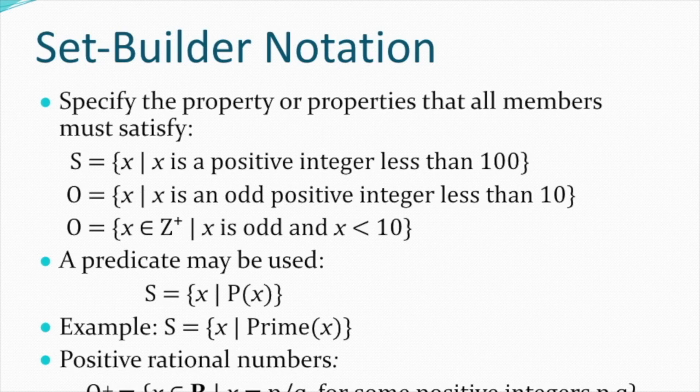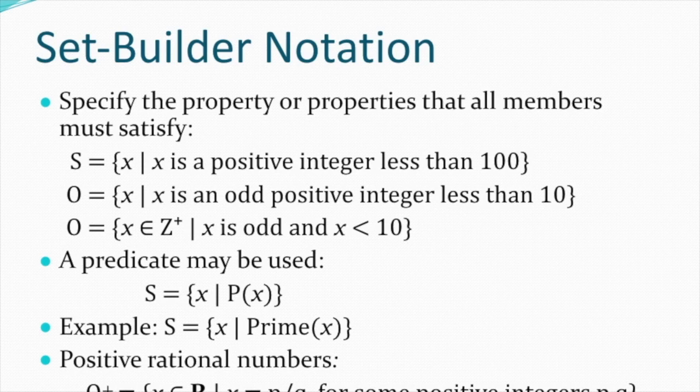You can also include everything in the big set like Z plus, where you say O is a set where x belongs to Z capital plus, all positive integers. So x is odd and x should be less than 10. This is like you refine the generic definition. You don't take all numbers in Z plus, and you define them by a specific relationship.